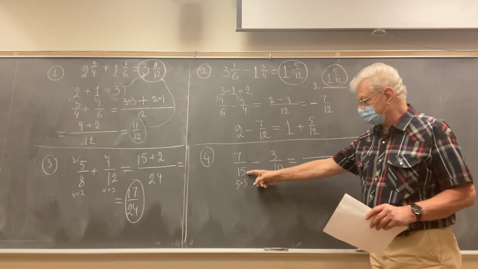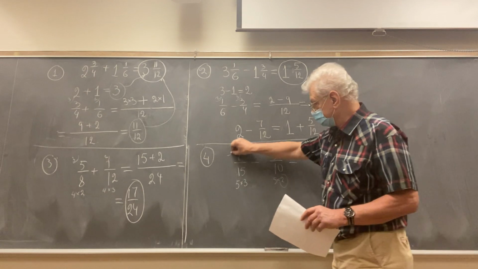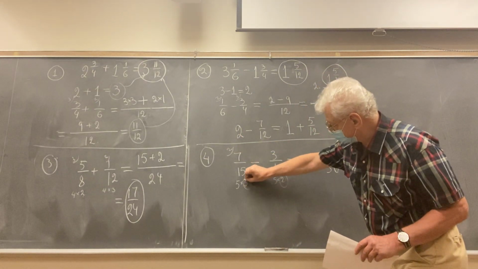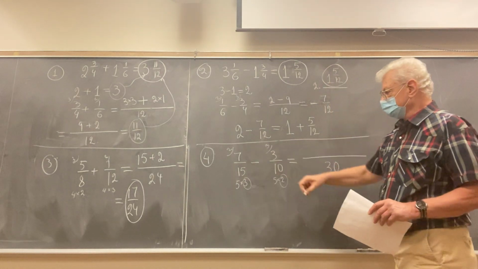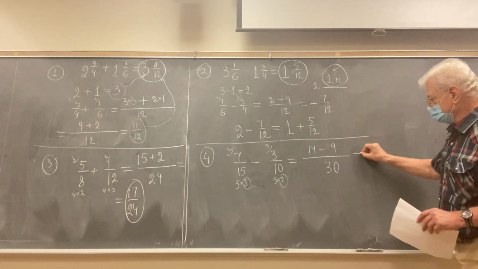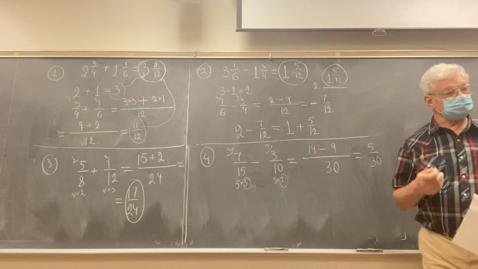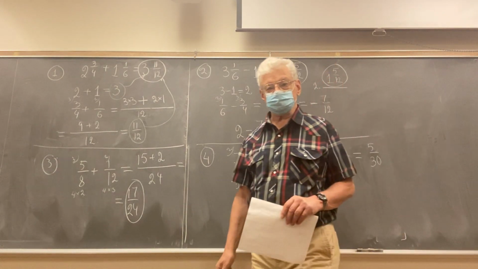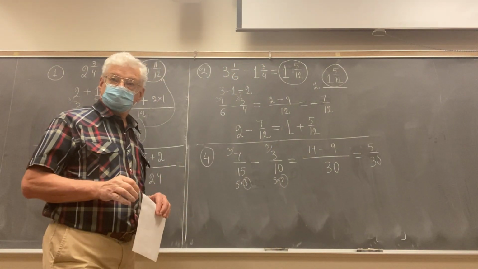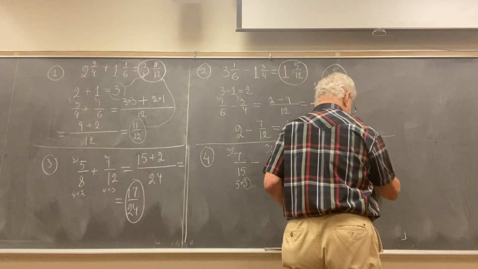Now if you divide 30 by 15, you get 2. Exactly that 2 which is not here. 30 divided by 10 will be 3. And this is exactly that 3 which is not there. So 2 times 7, 14, minus 9. And you get what? 5/30. If you write that answer, you will lose 1 point because you have to reduce the fraction. In this case, it's clear what you have to reduce. Divide by 5, you get 1/6.